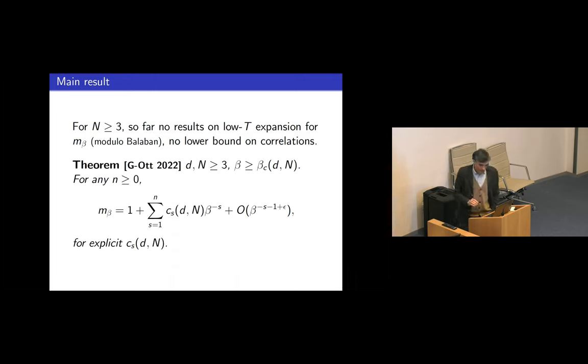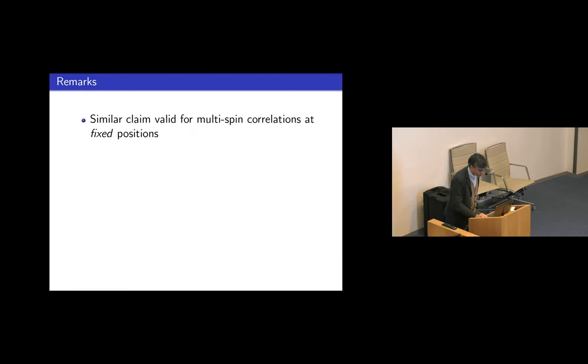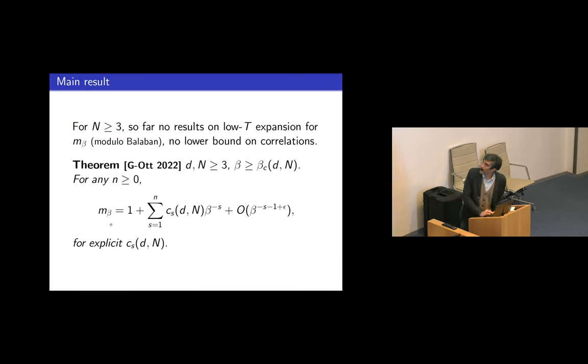So our main result that I would like to present today is essentially the same as what I just wrote, for any n larger or equal than 3. This result is valid for d larger or equal than 3. Okay, these coefficients depend on the dimension and on the number of components, but they are explicit. So there is an algorithm, the standard, if you like, formal spin wave expansion, that produces these coefficients.